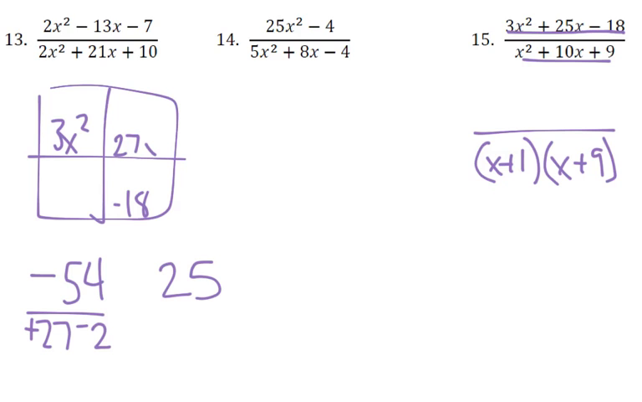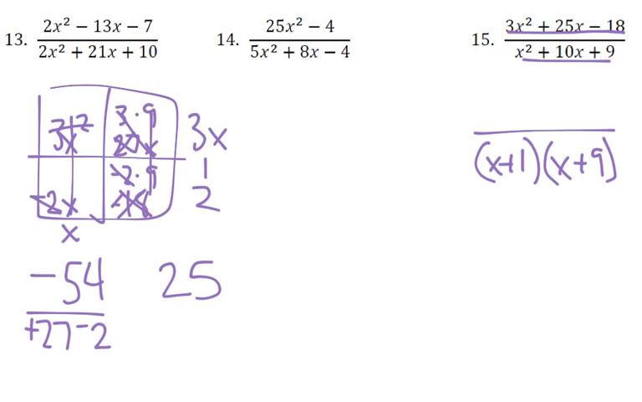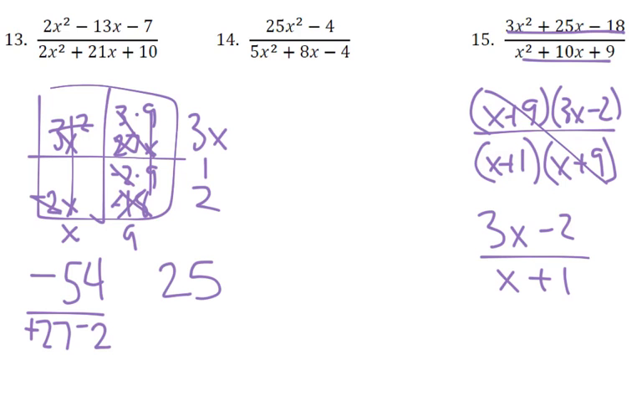So 27x and negative 2x. 18 is like negative 2 times 9. 27 is like 3 times 9. So 3x, negative 2, x, and 9. So we get x plus 9 and 3x minus 2. The x plus 9's cancel, giving us 3x minus 2 over x plus 1.